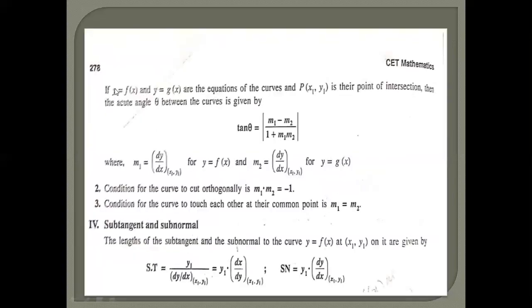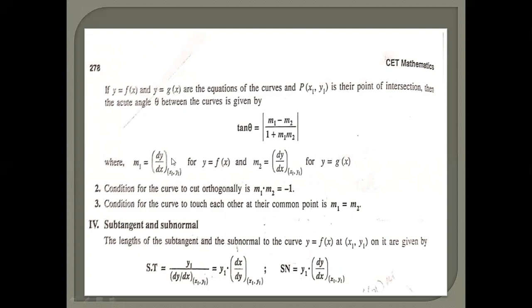If y = f(x) and y = g(x) are the equations of the curves, and (x1, y1) is their point of intersection, then the acute angle theta between the curves is given by tan theta = modulus of (m1 - m2) divided by (1 + m1 m2). Here, what is m1 and what is m2?